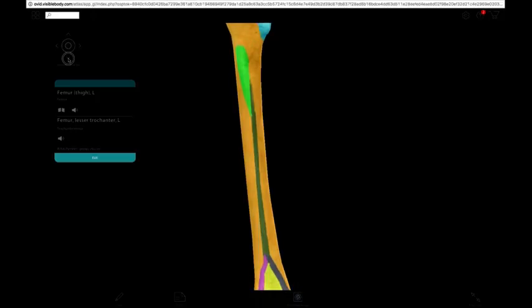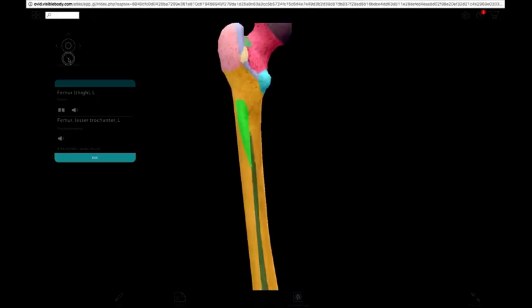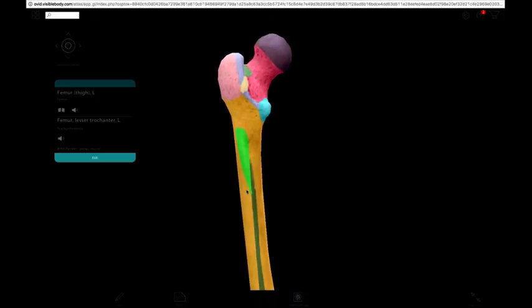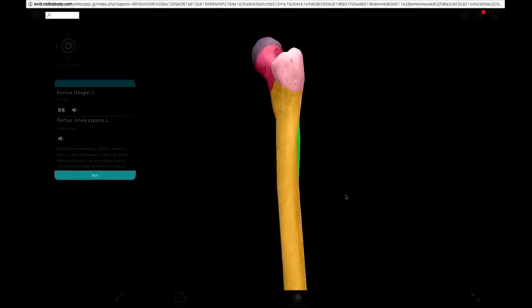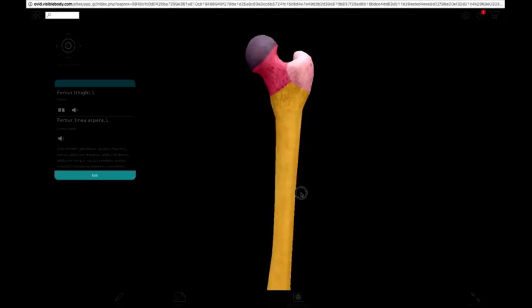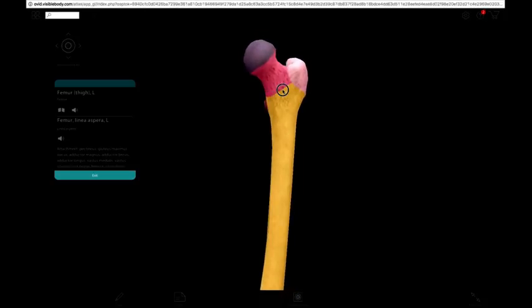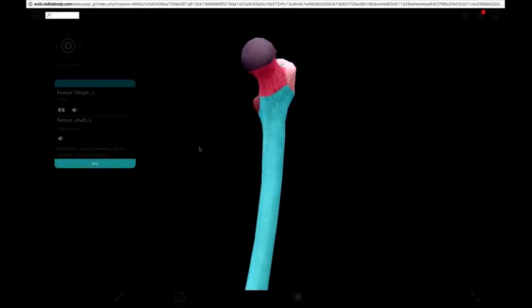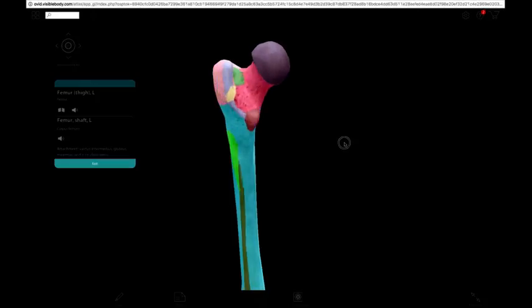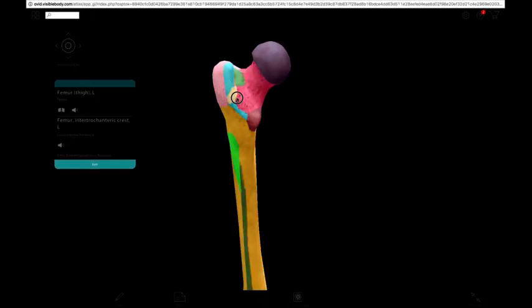Now if we make this a little bit bigger and bring it down where we can look at it, this is a posterior view, and you know that because of the very long linea aspera. That's a ridge on the posterior aspect of the diaphysis of the femur. Anteriorly, you can see there is an intertrochanteric ridge. Posteriorly, very large intertrochanteric crest. Very, very large between the two.